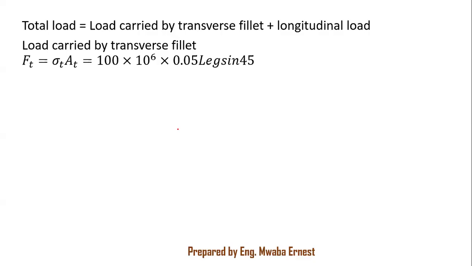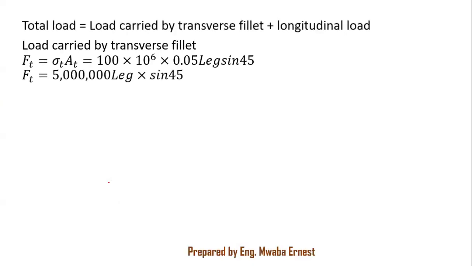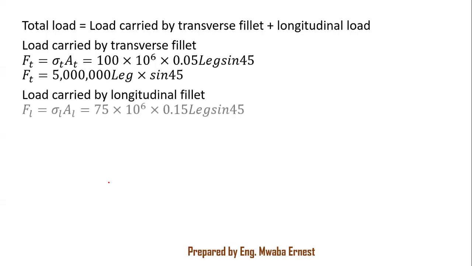For the transverse stress, take it back to our data. It's here, 100 by 10 power 6. So 100 by 10 power 6 times the area, which is 0.05, multiplied by leg sine 45. Then FT, meaning we end up with 5 million leg sine 45. Then what about the load carried by the longitudinal fillets? It will be stress times area, meaning 75 million times 0.15 times leg sine 45.